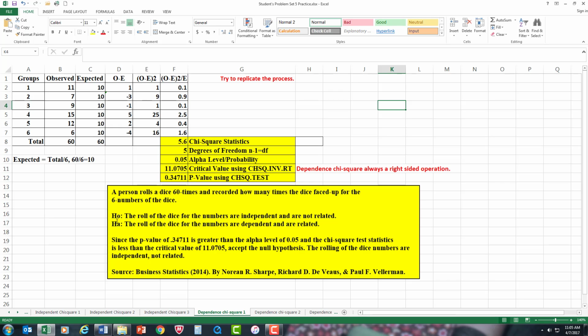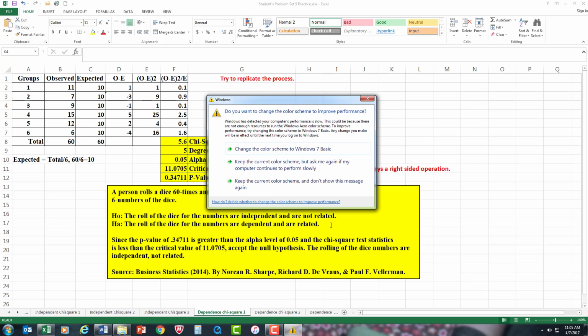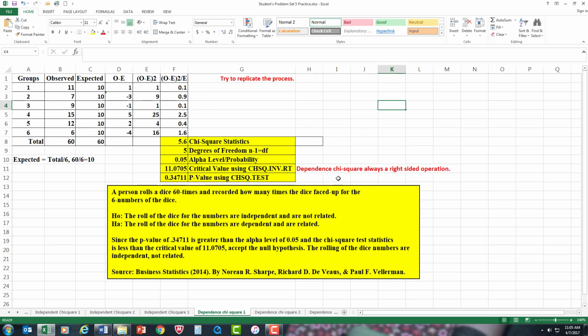hypothesis and your null hypothesis. In this case, the roll of dice for numbers are independent and are not related. Remember, the null hypothesis in chi-square is always an independent one. And for the alternative, the roll of the dice for numbers are dependent and are related. So we want to see if we're going to accept or reject the null hypothesis.